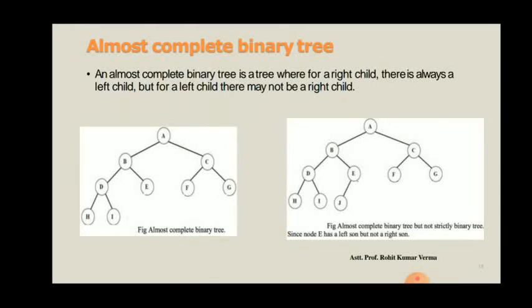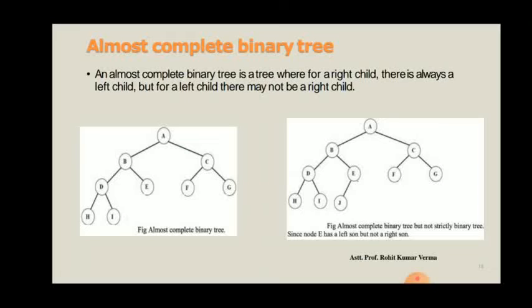Then dear students, we have the almost complete binary tree. The almost complete binary tree is sometimes also called a strict binary tree. So what happens in an almost complete binary tree? It is a tree where for a right child there is always a left child, but for a left child there may not be a right child. What does the definition say? I can tell you.